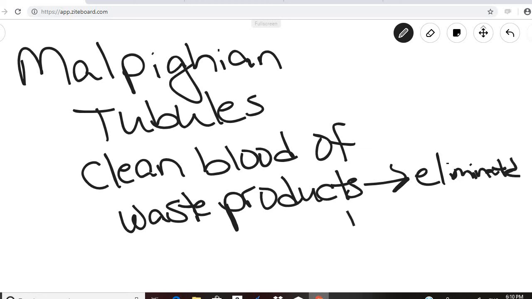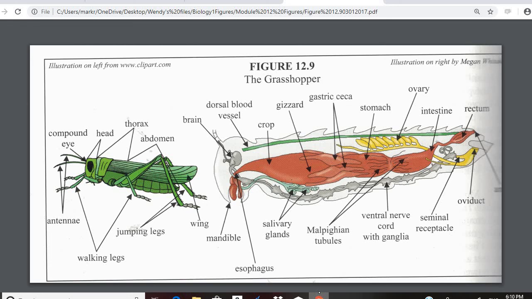I want to show you where those are located, so you can see that it makes sense for what they do, given where they're located. They're right here, down along the bottom, and they are right where the stomach and the intestine interact. So here's the stomach, and the intestine is back here. Right there, these Malpighian tubules will clean the blood, and then it flows into the rectum and out the anus.